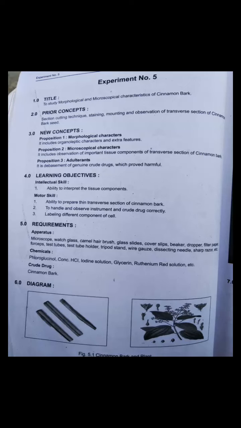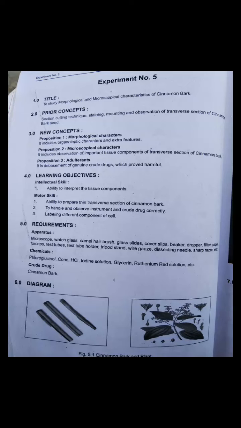Proposition first, morphological characters, includes the organoleptic characters and extra features. Organoleptic characters are color, odor, taste, and fracture. An extra feature is that the bark is free of cork, single or double. Then proposition second, microscopical characters, includes the observation of important tissue components of a transverse section of cinnamon bark. Then proposition third, adulterants, is the debasement of genuine crude drugs, which proved harmful.